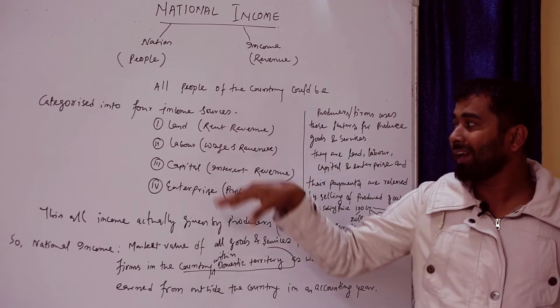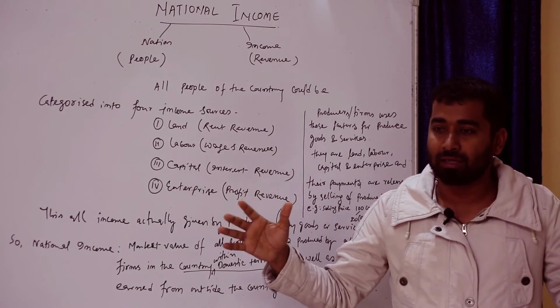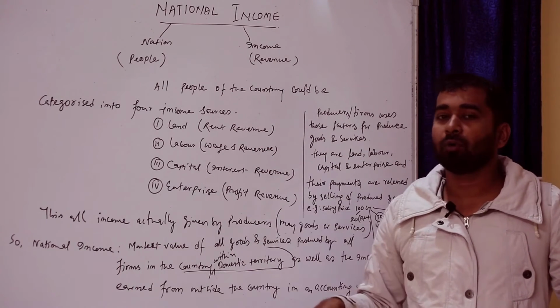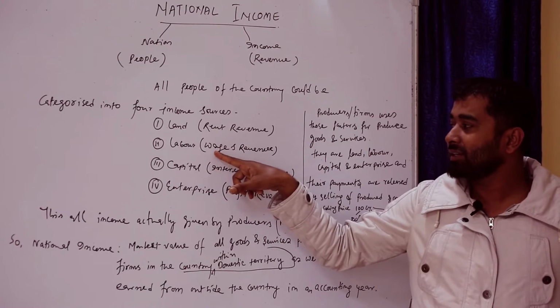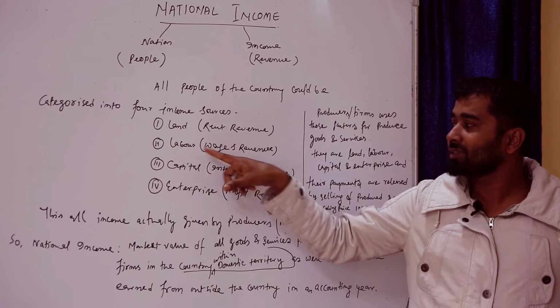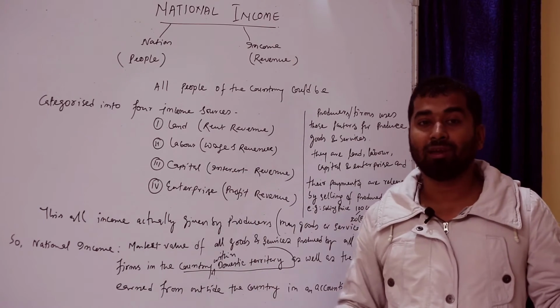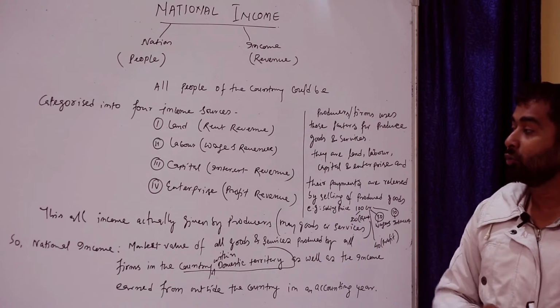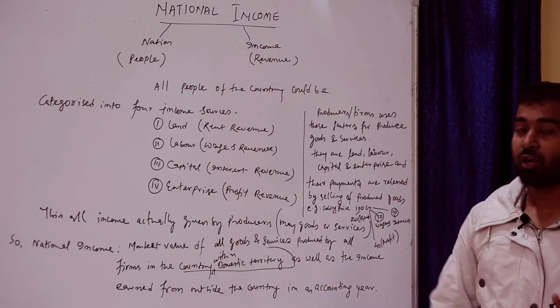So these four types of income consist of all the incomes in our country, and all the people are engaged in these four incomes only. Here you should not be confused. Here the labor wages does not mean only wages, salary is also included, or compensation of employees is also included here.